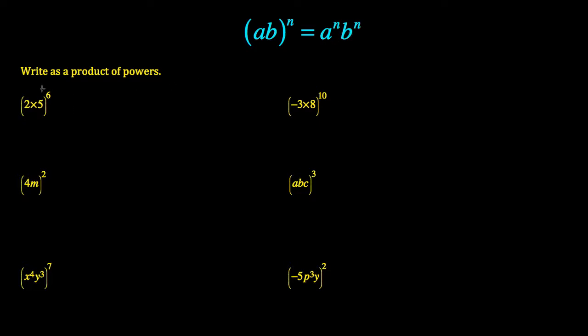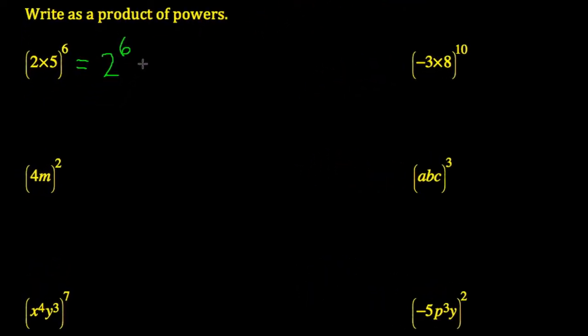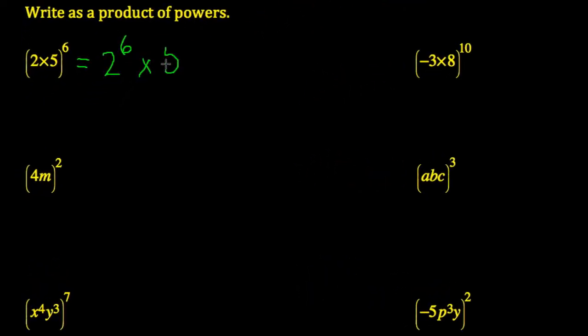Our questions here say, write as a product of powers. My first question is 2 times 5 raised to the exponent 6. I will write 2 to the exponent 6 times 5 to the exponent 6. Many of you are probably wondering why you would bother doing that. Why not just make the 2 times the 5 a 10 and call it 10 to the exponent 6? I would agree with you. It's really more for algebra down the road when we're using variables, and you're going to see what I mean as we get further into the questions.